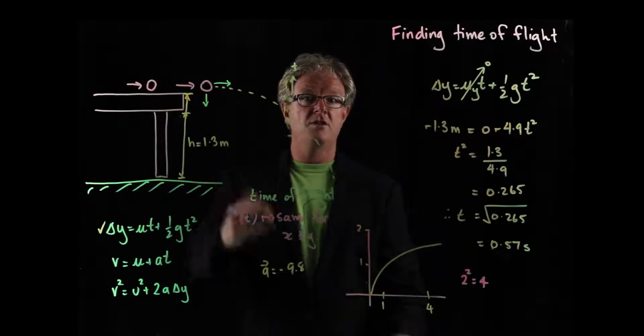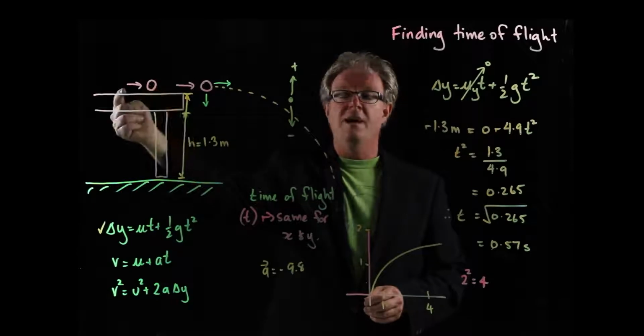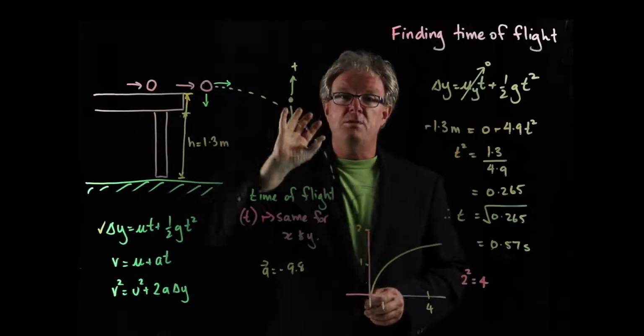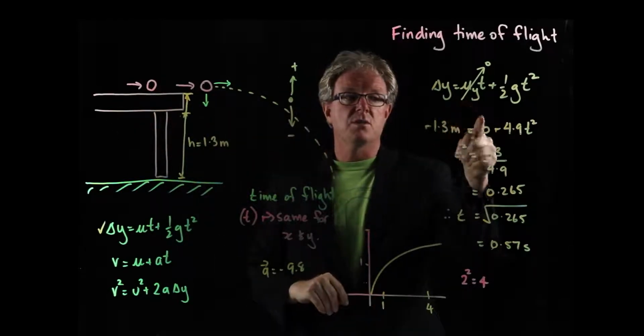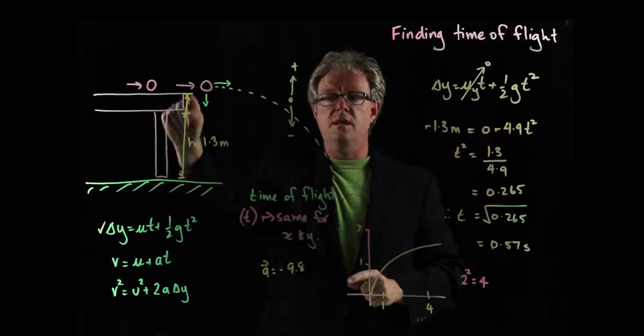Okay, that's how you find the time of flight. From a simple projectile motion problem in terms of a horizontal projectile, it makes it really easy if we can make this equal 0. Then the only unknown is t.